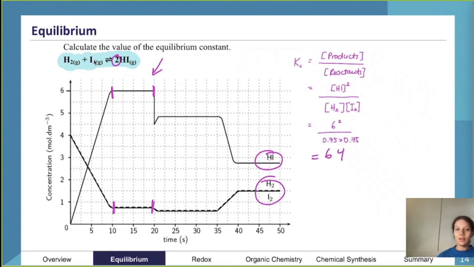64. That means that we've got a massive favoring of the product at equilibrium. As you can probably see from the graph, we've got a lot of products compared to our reactants. So it makes sense why it's so much greater than 1, because keep in mind this is a ratio. Depending on if it's less than 1, greater than 1, and by how much, we can interpret a little bit about what the reactants and products are like at equilibrium.